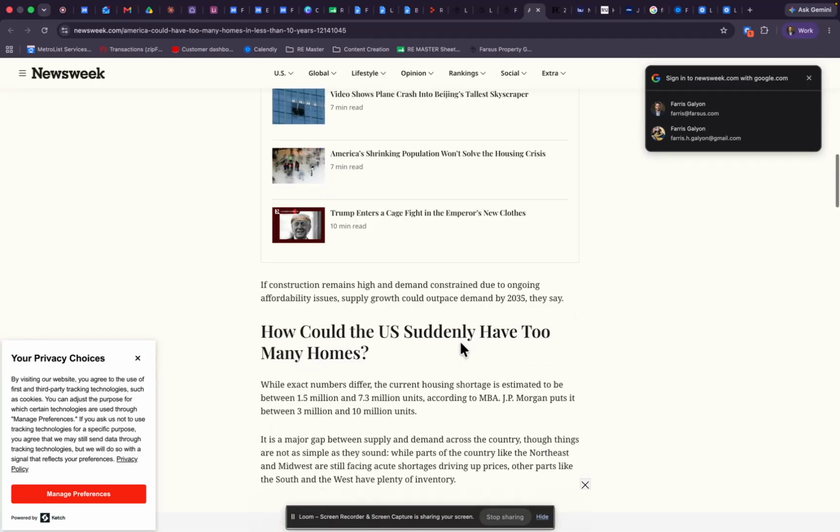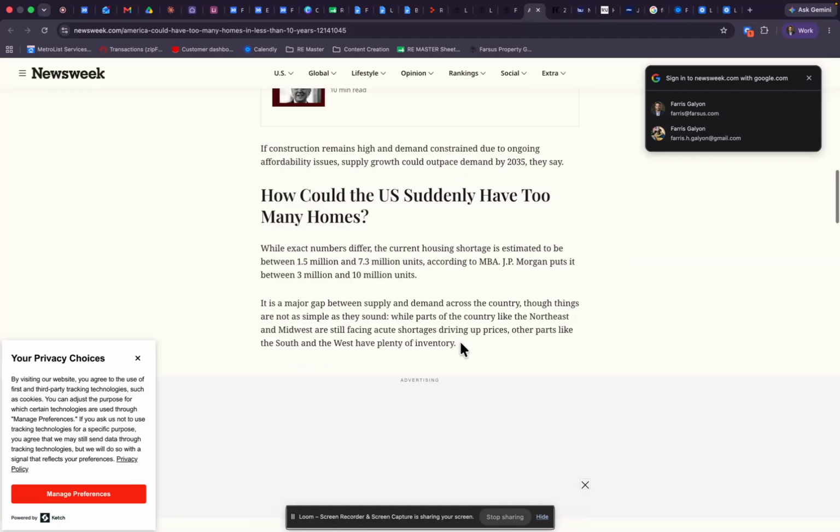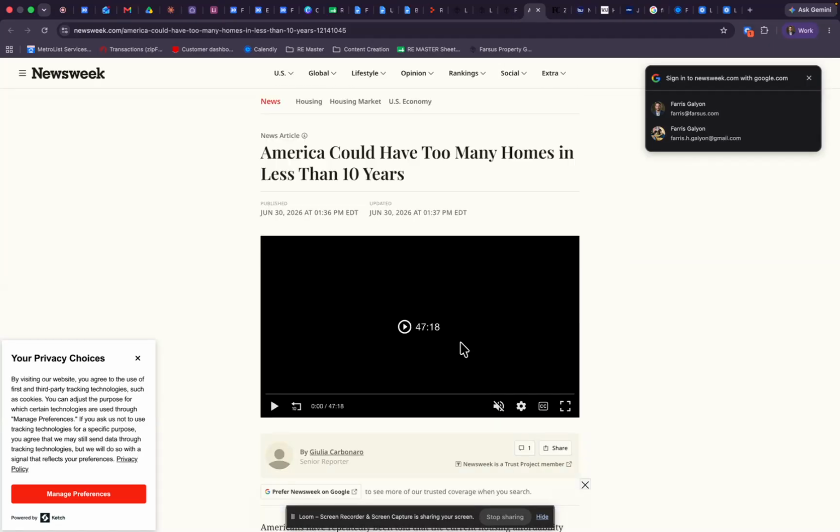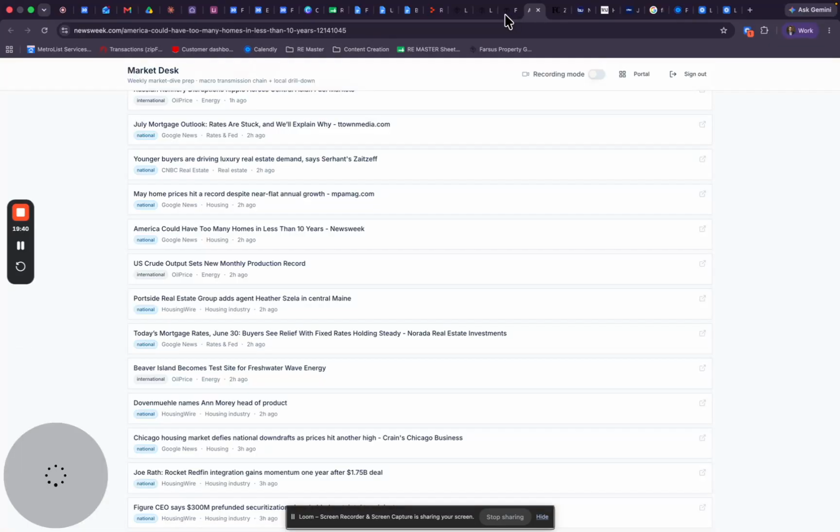Right, and so if we are having a shortage of homes or too many homes, right? For a long time we were saying that we had a shortage of homes, but now if we are moving into a glut of homes, like too many homes, what kind of pressure would you expect to see on the housing market in situations like that?